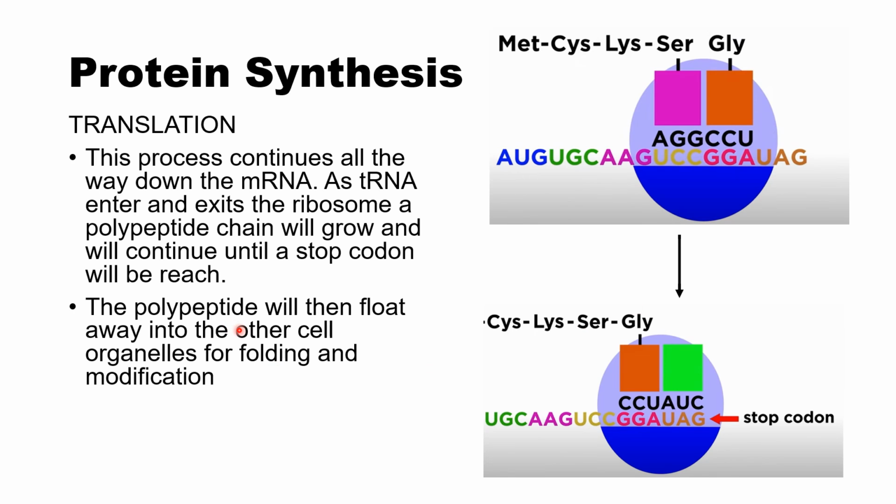So, the polypeptide will then float away into the other cell organelles for folding and modification. Basically, di ba sinabi ko kanina na yung protein, it is made up of amino acid. So, yung amino acid natin, these are the building blocks of protein. So, essentially, yung nabuo during translation ng mga amino acid na nagbabind, it becomes polypeptide, and this will eventually become yung mga protein natin. So, with that, natapos na yung protein synthesis natin.